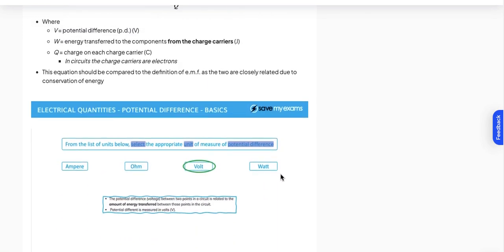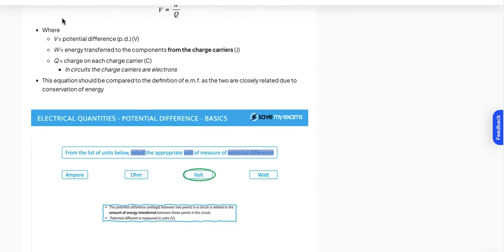Now here is another question. We've given the symbols for each. Potential difference is V, and W is the energy transfer, or the work done to the component from the charge carriers, and it's in joules. The energy is always in joules. And then Q is the charge on each charge carrier. Now in a circuit, the charge carriers are what? Electrons.